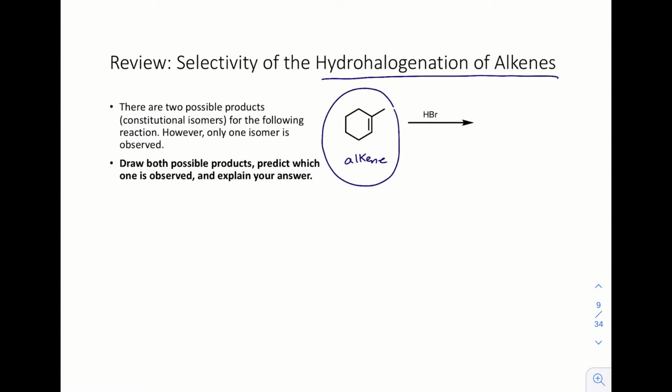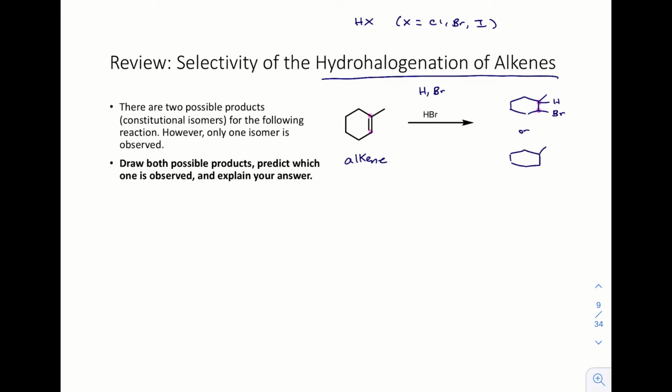When an alkene is treated with HX, in this case, X is bromine, those two atoms, H and bromine, add across the two carbons of the alkene. Two constitutional isomers of the alkyl halide product are possible. Hydrogen could add in this fashion and bromine to the other carbon of the alkene, or vice versa. Bromine could add to the tertiary carbon and hydrogen to the other. Either a secondary alkyl bromide is formed or a tertiary alkyl bromide is formed.